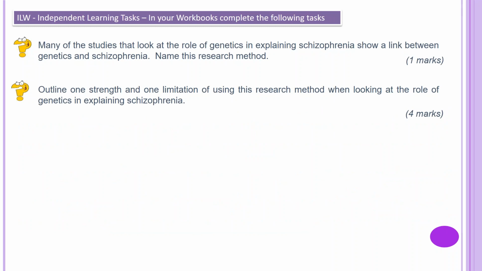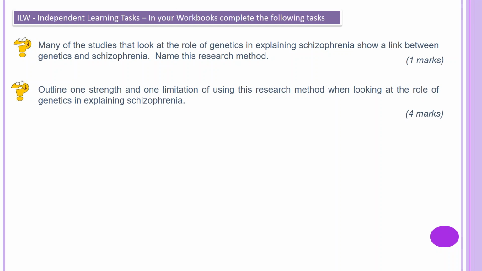So, many of the studies that look at the role of genetics in explaining schizophrenia show a link between genetics and schizophrenia. Name the research method. Well, here, they're natural experiments, because they're looking at schizophrenia in a naturally occurring environment and then comparing it with people that aren't. So it's an experiment, but carried out in a natural environment.